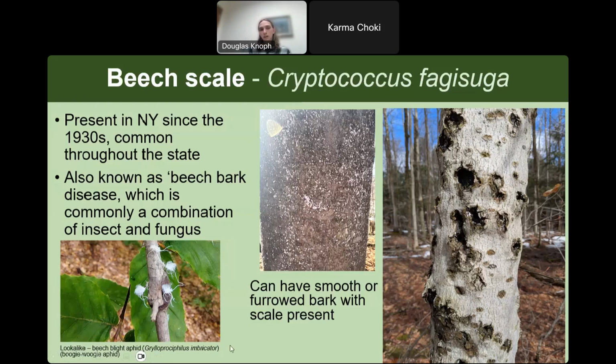And then just one common lookalike species that I wanted to shout out is the beech blight aphid. This is an aphid that's a little more mobile. It'll be crawling around on branches. But I believe it's a native species. It's not one that is known to be a high priority or high risk. It doesn't really cause any serious problems in a stand of beech trees, but it is one that can look similar.